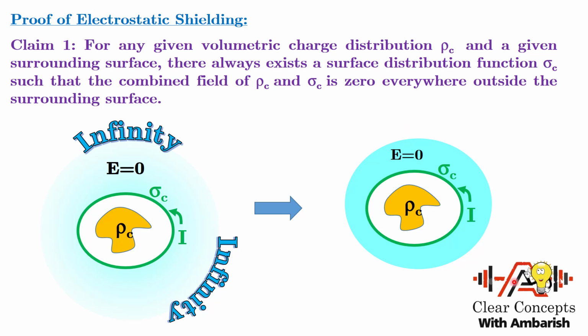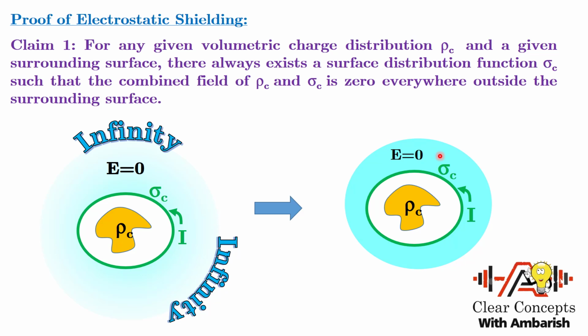That means this rho c and this sigma c, which correspond to an infinite conductor, the same sigma c function you have taken here, will produce 0 field everywhere in this conductor as well as outside this conductor. So this is my first claim, and I hope you have understood the justification of this claim: even with a finite conductor, if there is rho c in the cavity, I can come up with some sigma c which will create a 0 field throughout the conductor. These two combined will give a 0 field in this blue region, which is the conducting material.